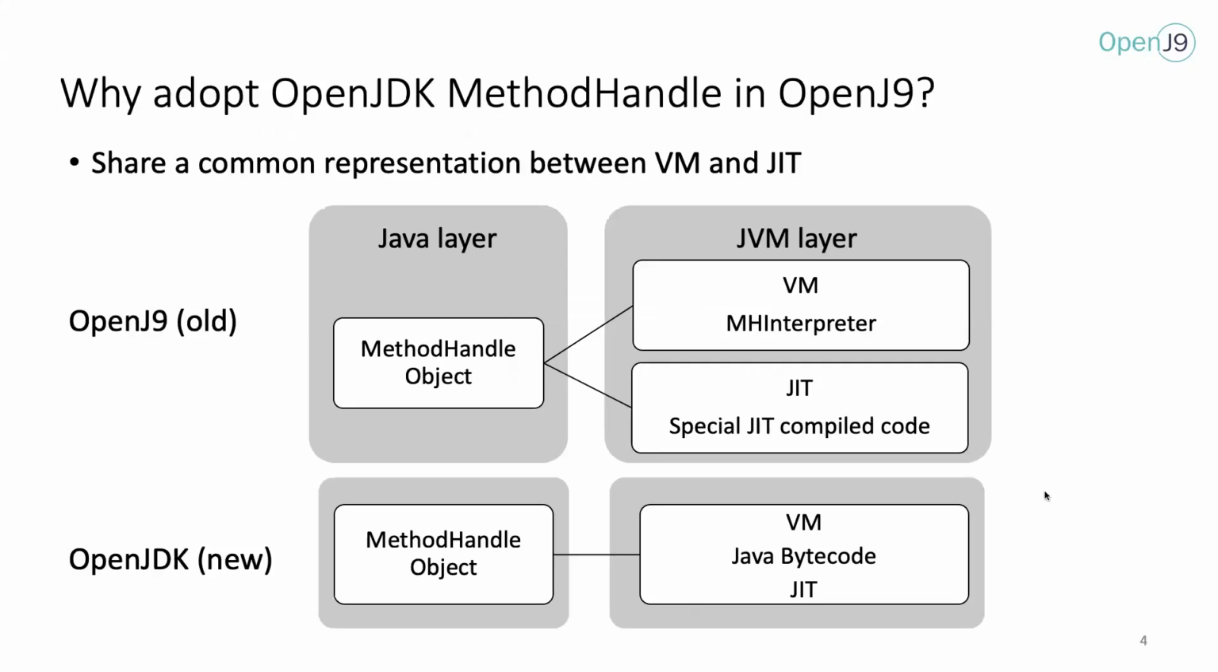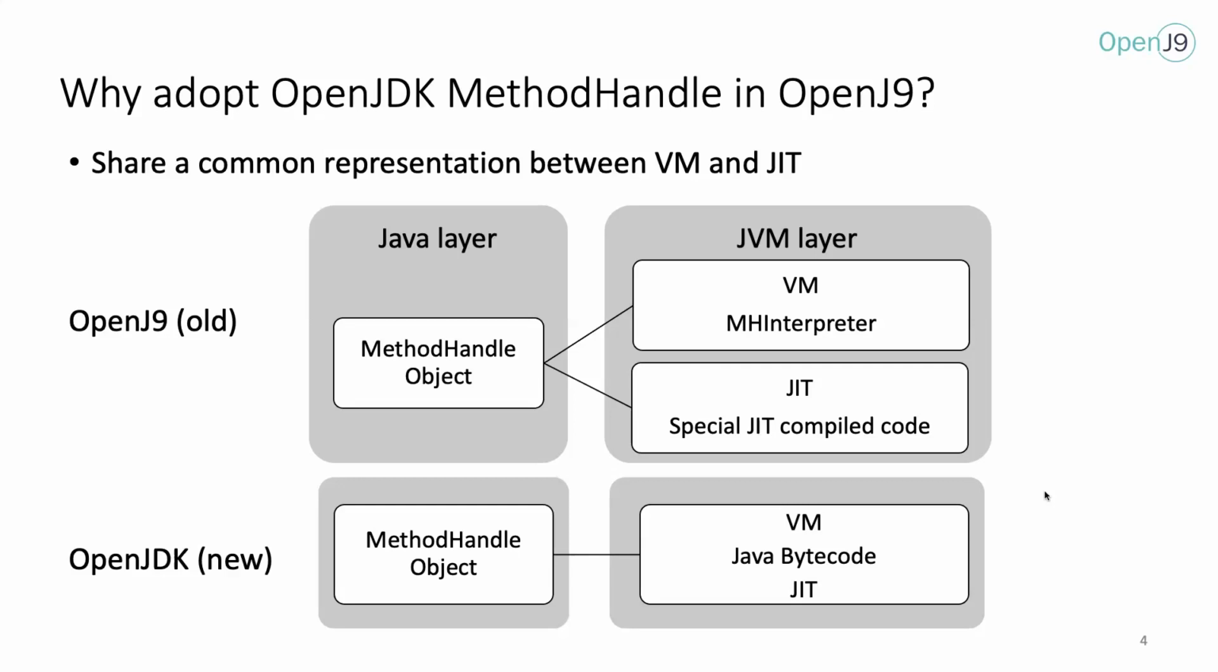So why adopt OpenJDK method handle in OpenJ9? The motivation for this change is to share a common representation of method handle between the VM and JIT. In the old OpenJ9 implementation, the VM and JIT each had a separate design for handling method handle operations. As shown here, the VM uses a native method handle interpreter to execute the method handle, and the JIT would recognize the method handle methods and create some special handcrafted IL, which then gets compiled into machine code.